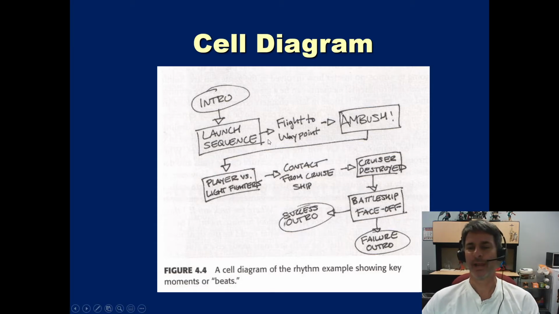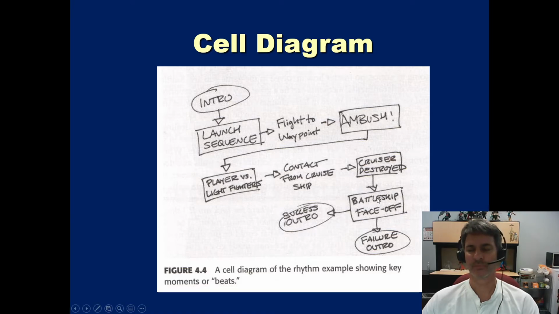A cell diagram has an introduction, and then it's got an arrow pointing to the next fun thing. Well, in this case, there's a launch sequence, and then it goes to the flight to waypoint, and this is a downtime. This is when instead of a hill, this is a valley. And then an ambush, so that's a really fun one with a good challenge to it. And then the player versus the light fighters, and then contact from a cruise ship. The player is getting information, and they're chatting, they're talking, so it's another downtime. Then the cruiser is destroyed, so there's another battle.